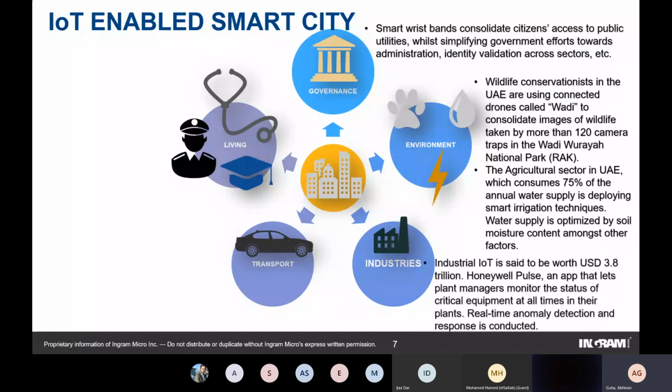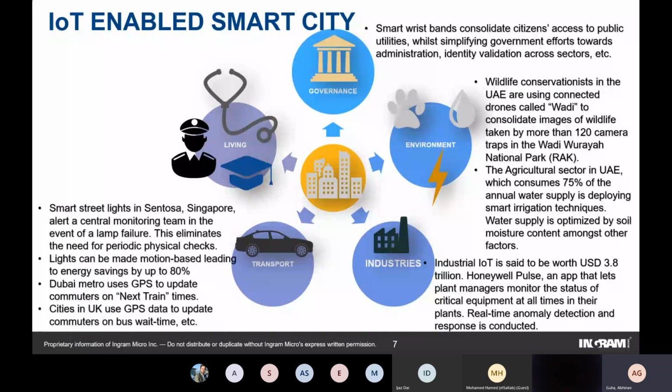At the industry level, we have a figure that's $3.8 trillion worth the industrial IoT industry. We have Honeywell as the front runners of this, where they have smart devices, smart reporting technologies, which lets you know exactly when and if your IoT plants and your IoT devices are malfunctioning or there is an anomaly. You get a real-time update on your smartphone or your application or a wearable device as well. This is, again, technology that currently exists in the market.